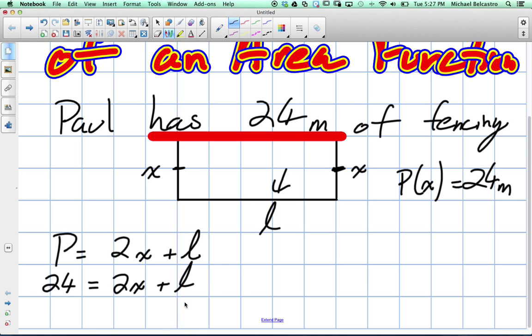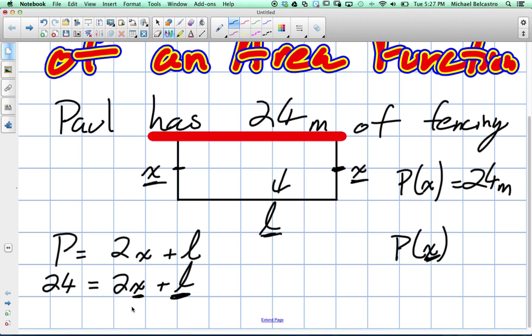But the problem is we want everything to be a function of x. We want it to be in function notation. We want our only variable to be the x variable. And right now we have an L involved. So what I'm going to do is set this equation equal to L, and I'm going to replace L with an equation that only has the variable x in it.